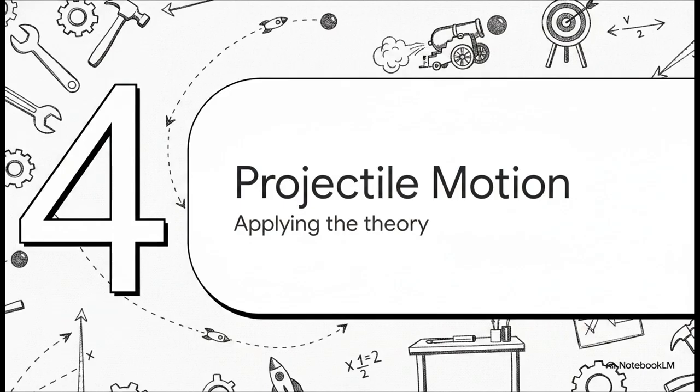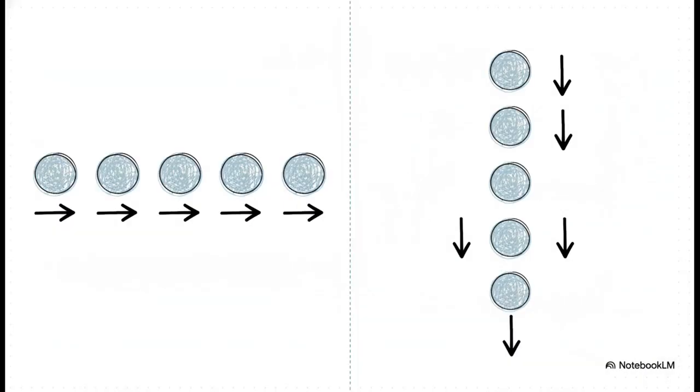Which brings us to section 4, projectile motion in action. Applying the theory. This comparison right here brilliantly illustrates our divide and conquer approach. We are literally splitting our calculations into strict, totally independent x and y columns.